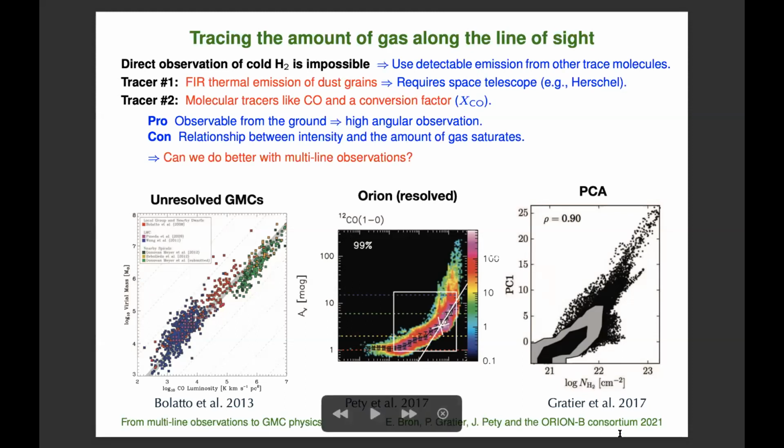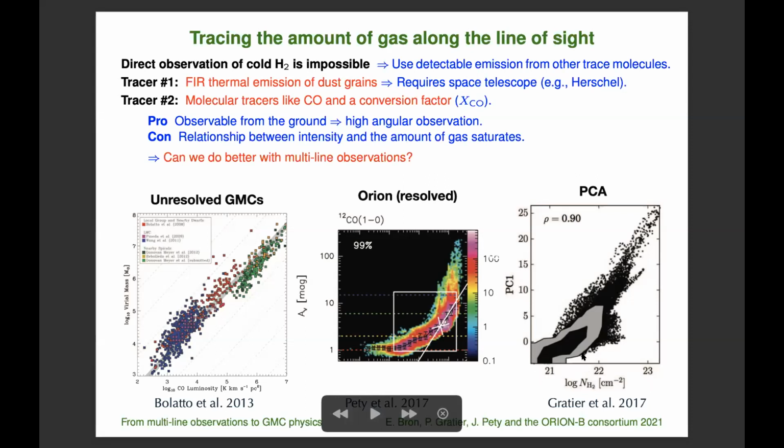So in a paper in 2017 in the Orion B consortium, we showed with a principal component analysis method that indeed, when you decompose the emission of the molecular lines, you see that after you apply a transformation, there's a linear combination of lines that is well correlated with the column density.